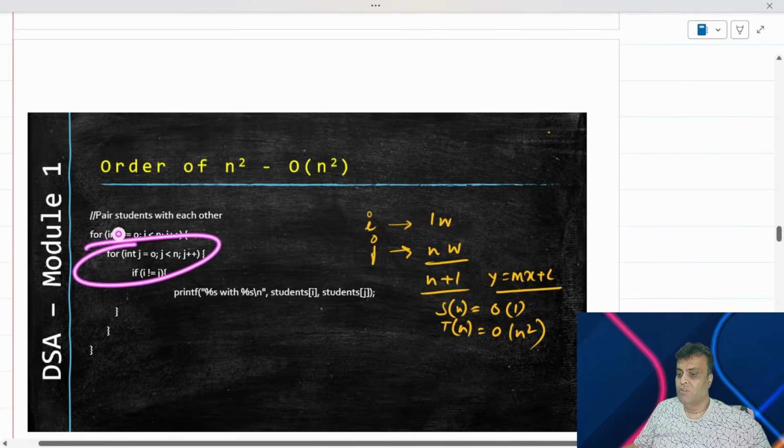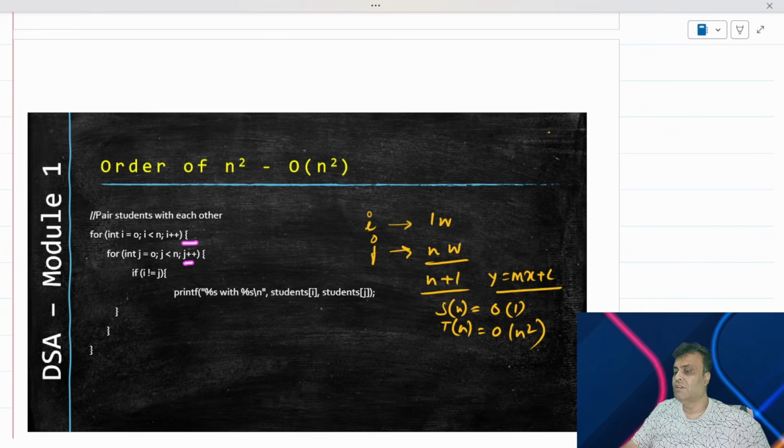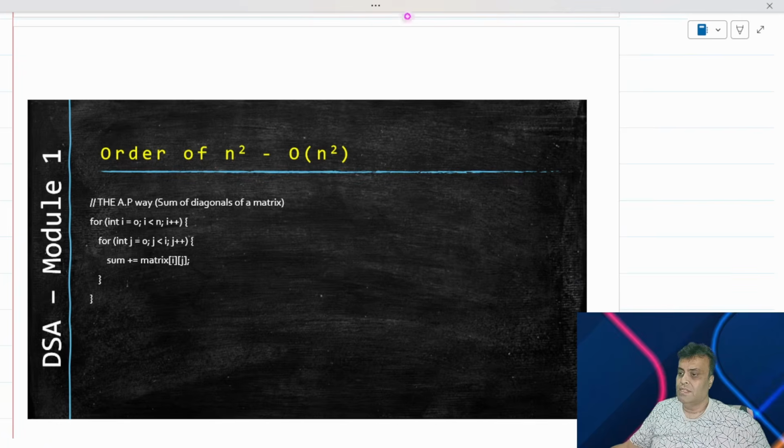Here there are two loops, one within the other, so it's going to be order of n square. But remember, be careful that these two should go till n and it should be in a linear manner. And we'll see that when we go into the logarithmic. Why am I saying this? Let's see this. This is going to be interesting.